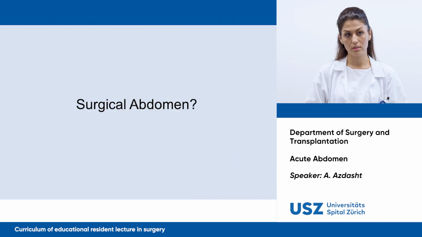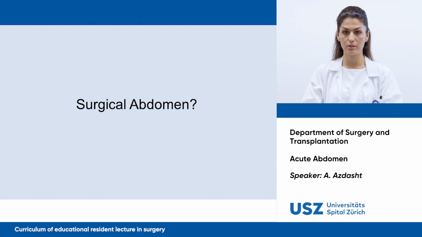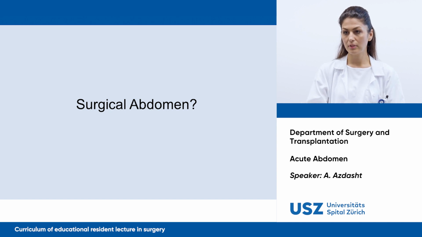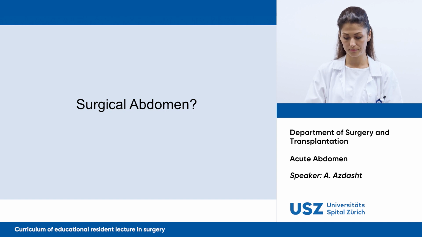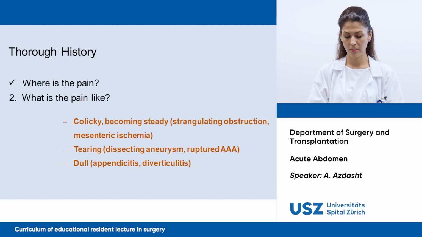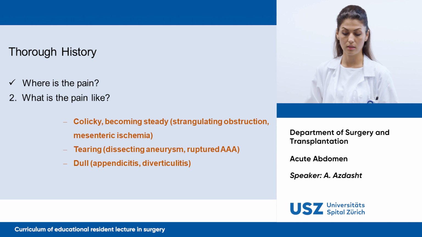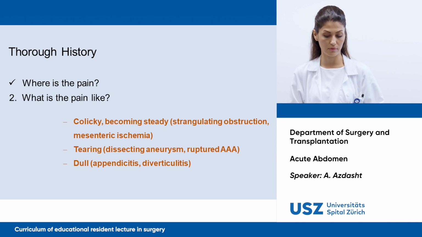For surgeons, of course, it's important to know, is the acute abdomen a surgical abdomen, meaning an acute abdomen that requires surgical treatment? Often these two terms are used as synonyms, but as you know, not all acute abdomens are treated appropriately with surgical intervention. So in order to find that out, we need a complete and thorough history of the patient.